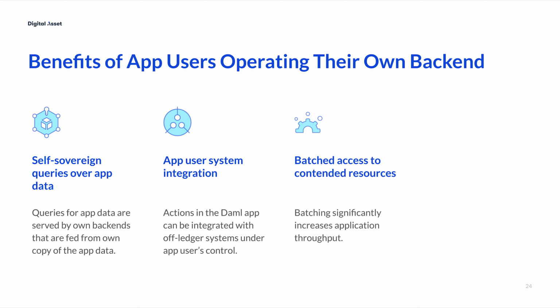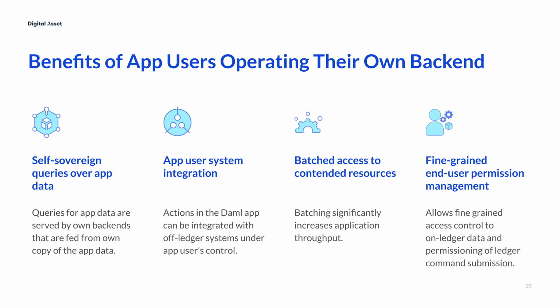Batched access to contended resources. If there are many end users that access the same on-Ledger resource owned by the app user, then a backend might be required to batch access to that resource to provide higher throughput. For example, there might be many traders that are allowed to allocate funds out of a company's on-ledger account. A local backend allows the app user to batch the traders' requests and submit a single Daml transaction that serves 100 allocation requests in one go, which results in an 80 to 100 times increase in speed compared to serving these allocation requests one after the other.